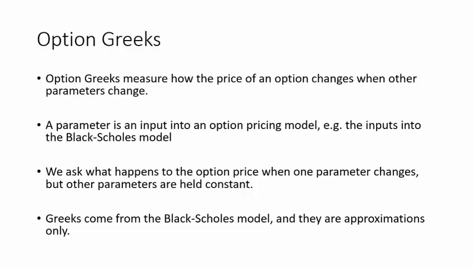The option Greeks all come from the Black-Scholes model, and as we talked about last time, the Black-Scholes model is not completely accurate. It's a reasonable approximation in most situations. So you have to take these Greeks as being approximations as well. They're not hard and fast rules, they are approximations only. They're only as good as the underlying model, so however good Black-Scholes is, that's how good the Greeks are. Which means they're useful, but they're not going to give you the exact answer. They're approximations.